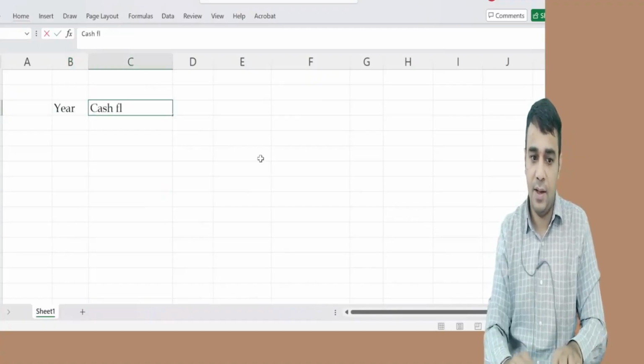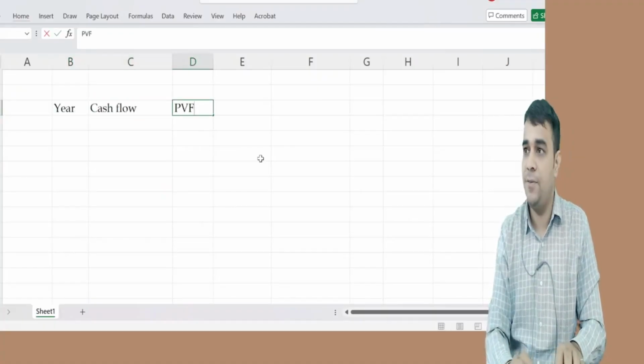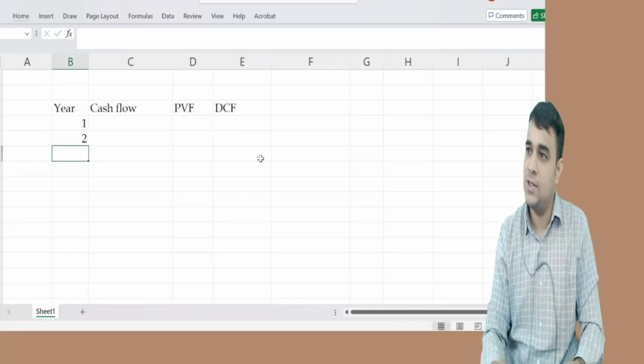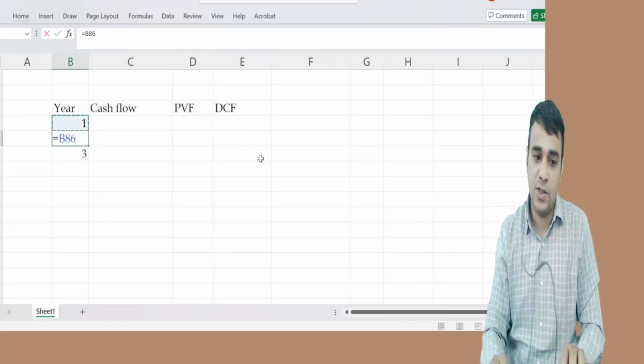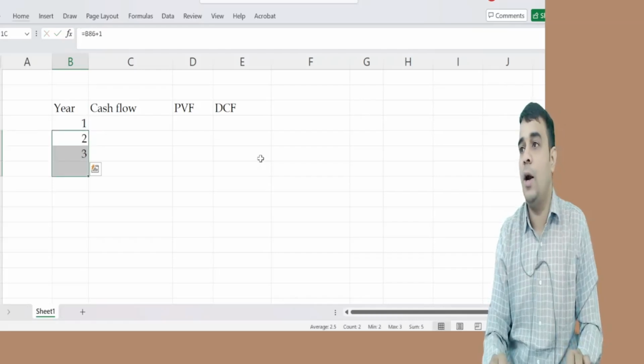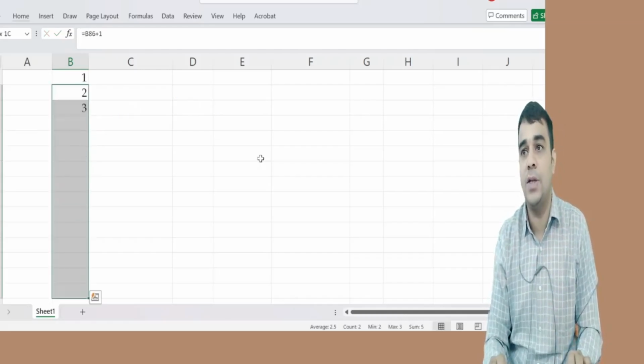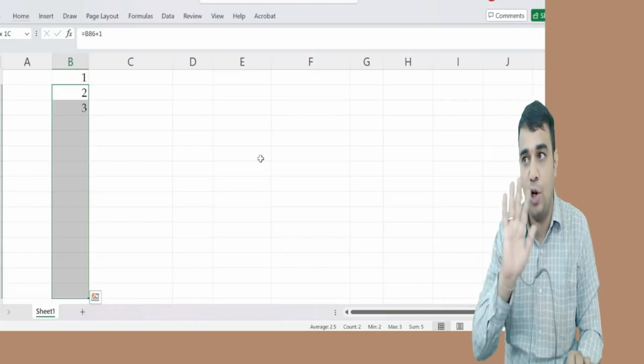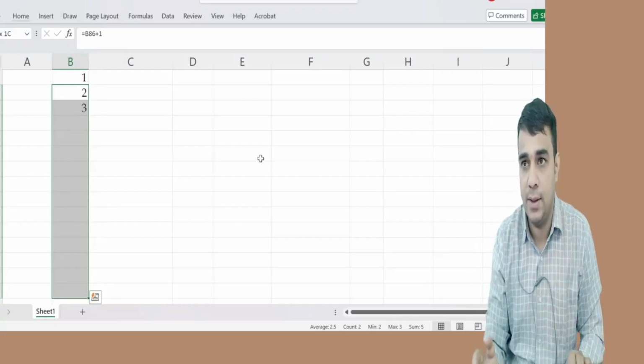Here, cash flow, PVF, DCF. PVF is to do the present value. First year you get, second year you get, third year you get. Unfortunately, in your notebook, you cannot write 100 years because you can't do calculation for 100 years. In Excel, I can do calculation for 100 years. First I show you the logical approach, then I give you a formula.